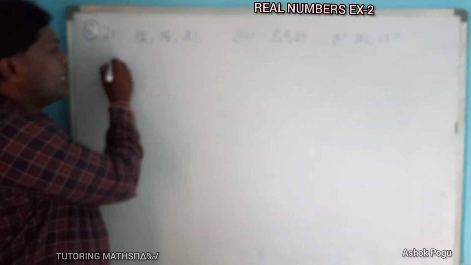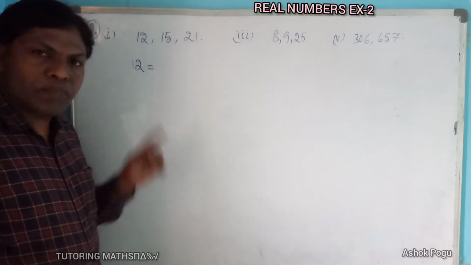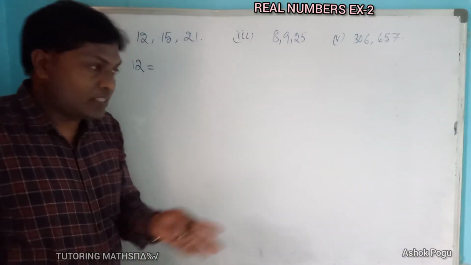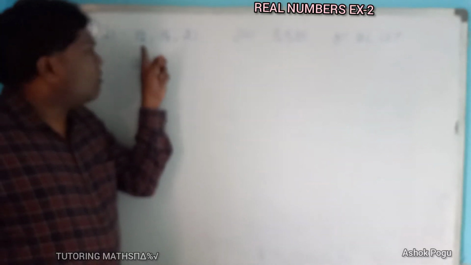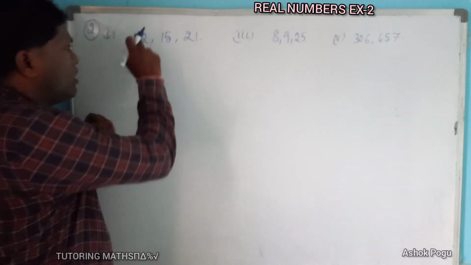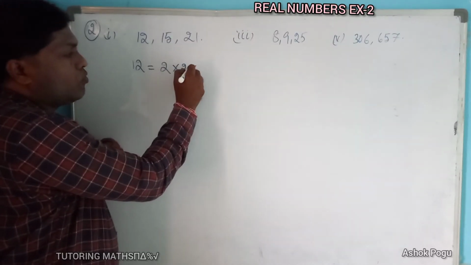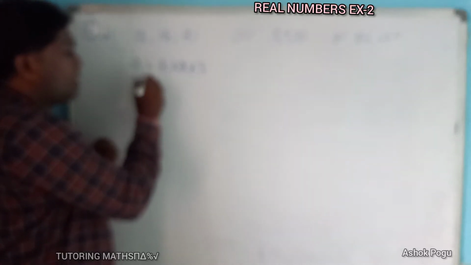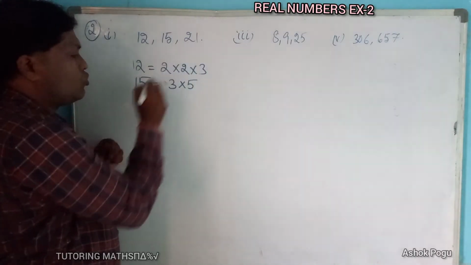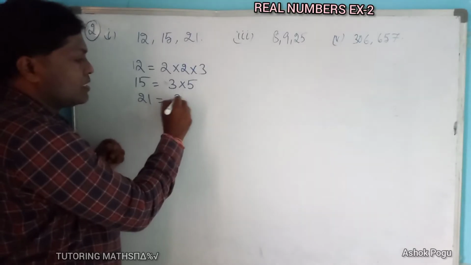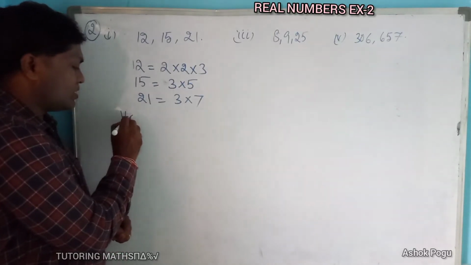First question, LCM. Before going to find LCM, we have to find the prime factors. Using the prime factorization method, just like the previous question, find the prime factors of all the given numbers. What are the prime factors of 12? 2 2s are 4, 4 3s are 12. 15: 3 5s are 15. 21: 3 7s are 21. So let us find HCF first.